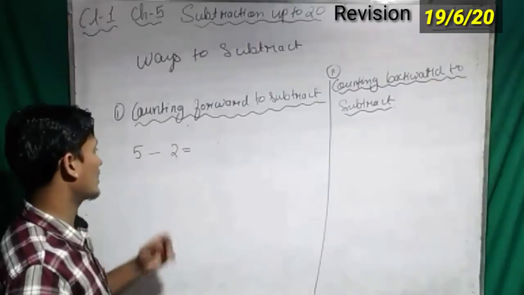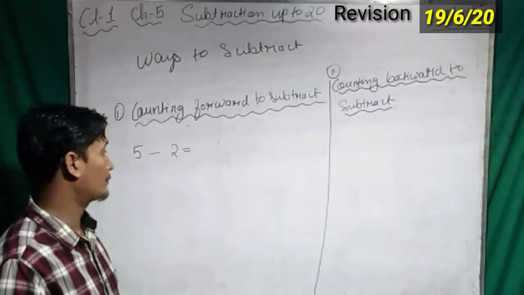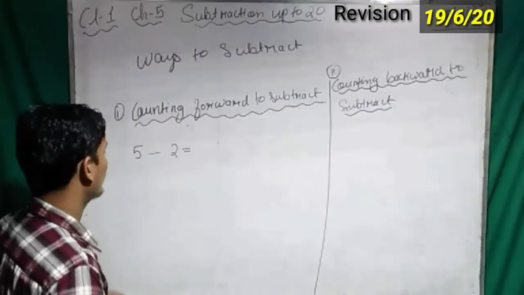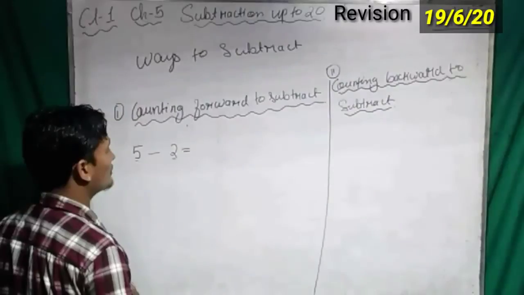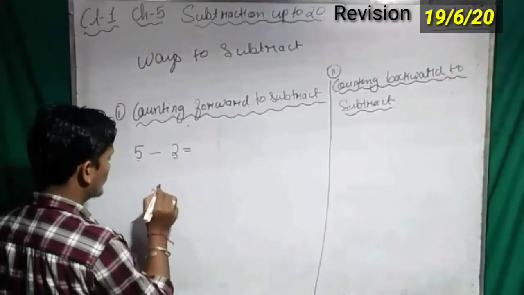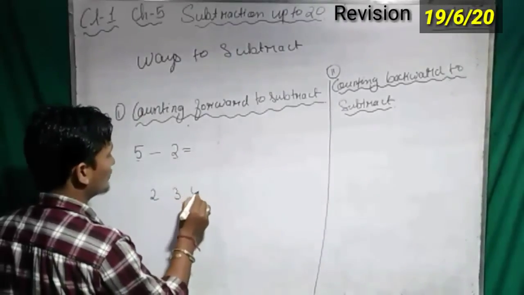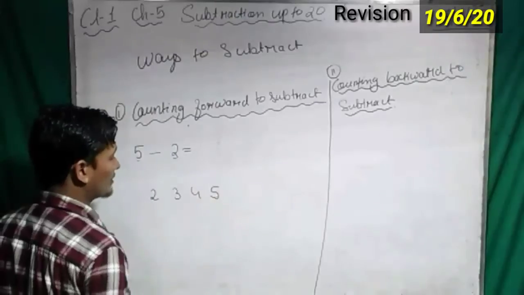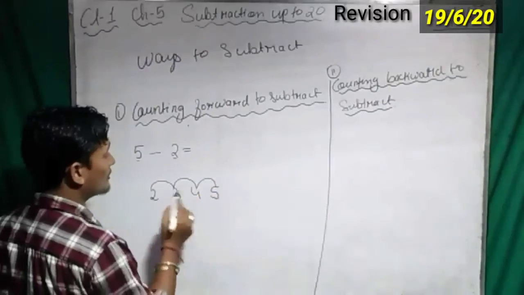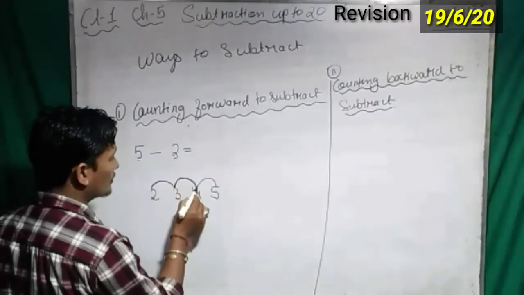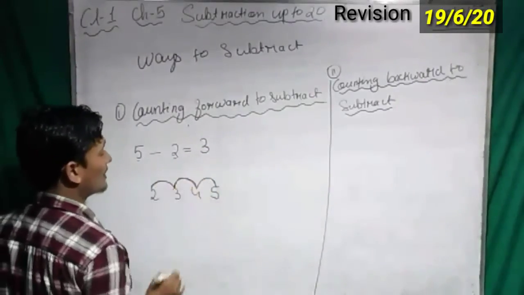There are 5 birds sitting on a branch and 2 birds fly away. Now we have to find this answer by counting forward. Okay, so how to count forward? From where to start? We will start with the smaller number. This is 5 and this is 2. Which one is the smaller number? 2. So start at 2 and reach up to 5: 3, 4, 5. Got it? Now we have to jump. 1, 2, 3. How many steps do we jump? 1, 2, 3. So the answer is 3. 5 minus 2 is 3.